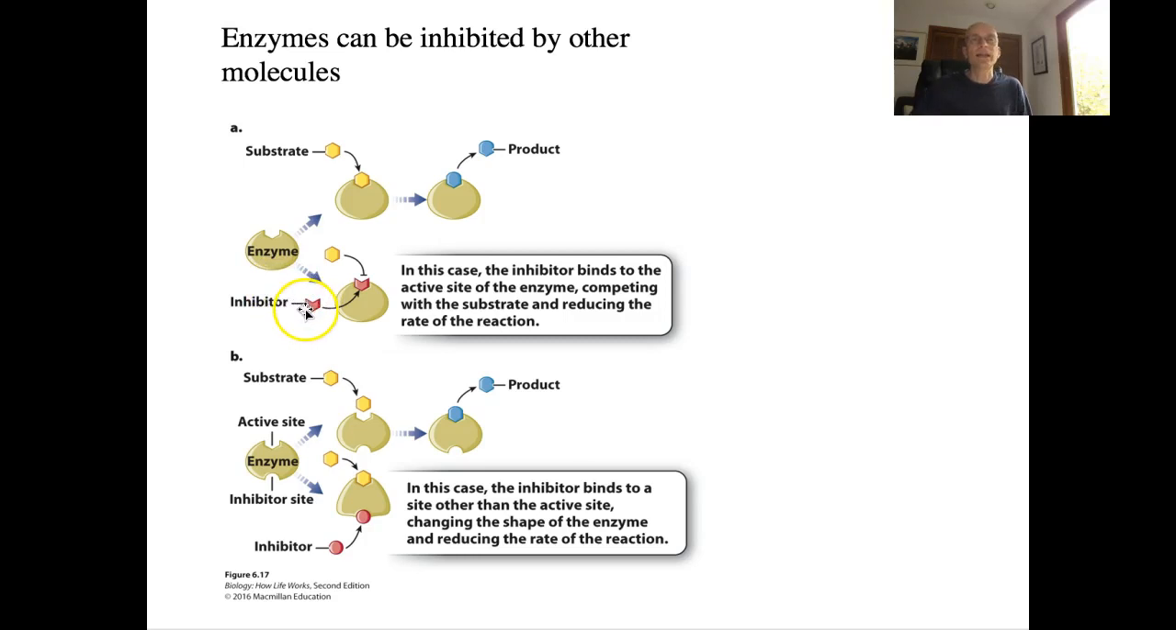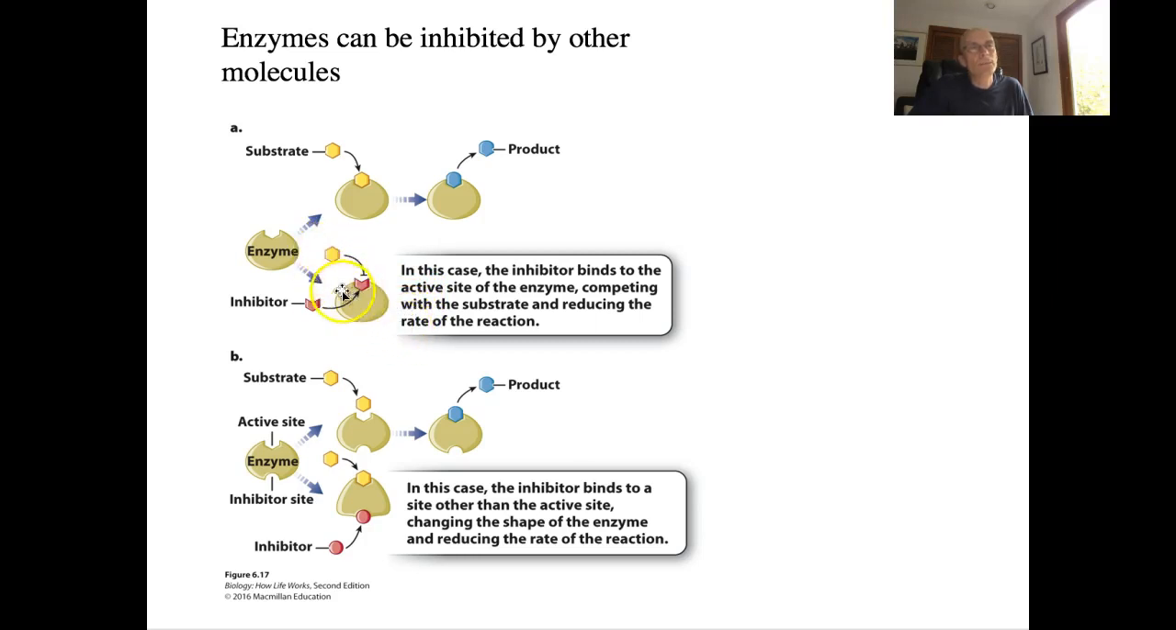So an inhibitor can bind to an enzyme and render it inactive temporarily in two ways. Either it binds to the active site. So it says here, in this case, the inhibitor binds to the active site of the enzyme, competing with the substrate and reducing the rate of reaction.